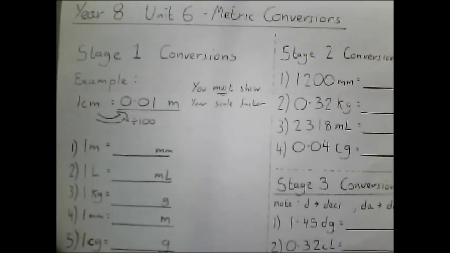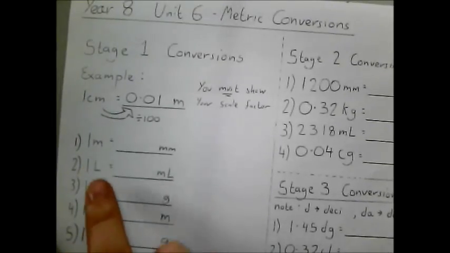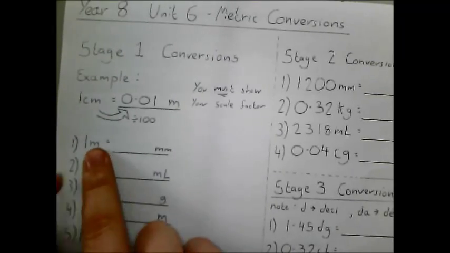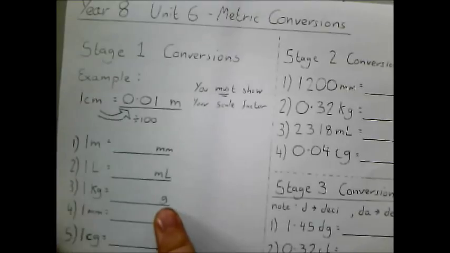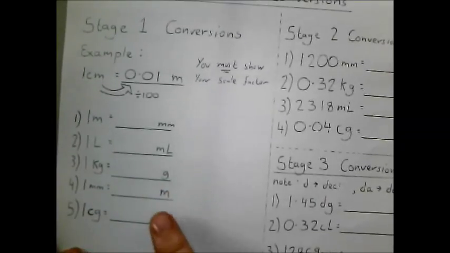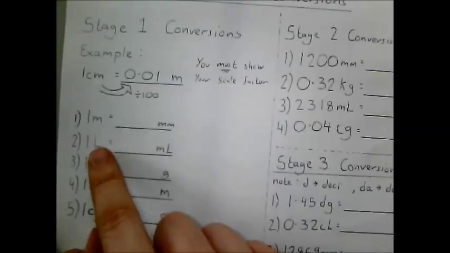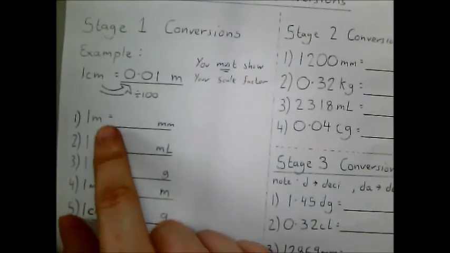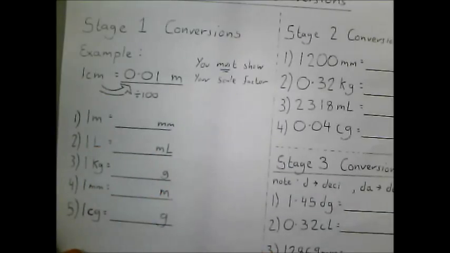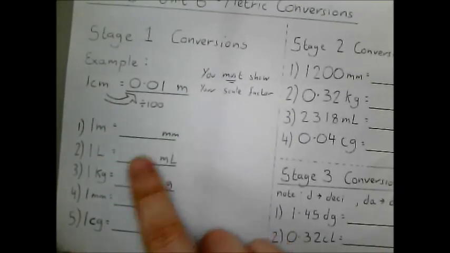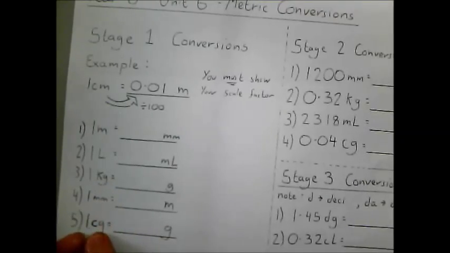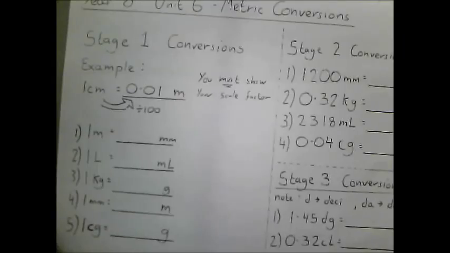Now, the Stage 1 questions all involve at least one conversion which doesn't have a prefix. So you've got a meter, a litre, a gram, a meter, and a gram. So all of these have at least a value without a prefix. Okay, so these are the easiest ones to do, because if you know where milli is, where kilo is, and where centi is on the place value table, you just multiply or divide by that number.